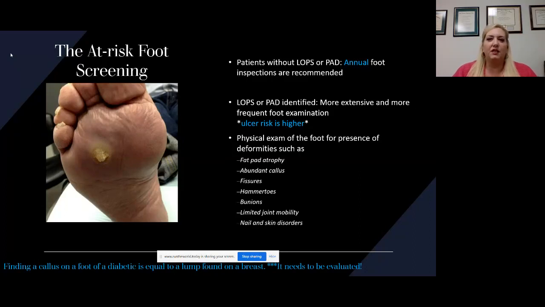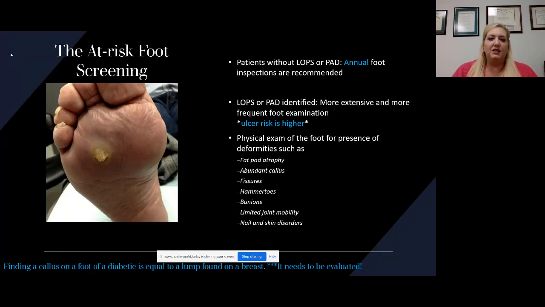Now, when loss of protective sensation and or peripheral arterial disease is identified in patients, that's when we see our patients a little bit more often, and we do more extensive foot screenings because those patients have a higher risk. And typically what we're looking for in those physical exams is fat pad atrophy. We're looking for a lot of callus or skin fissures, hammer toes, bunions, those structural abnormalities, limited joint mobility, which will throw off ambulation and also increase pressure points, and then any kind of skin and nail disorders.